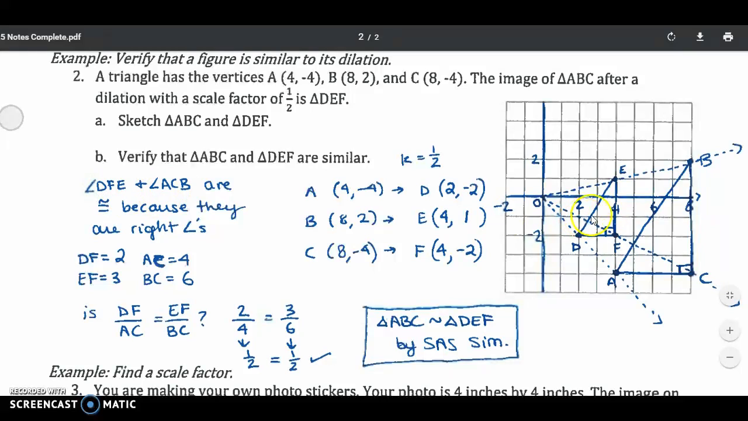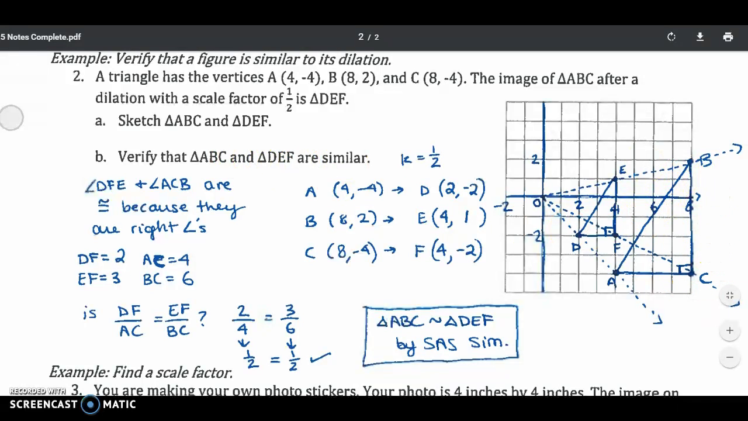Now, angles DFE and ACB are both right angles. We can see that with the points that we plot here. These are horizontal lines, those are vertical lines, and those intersect to form perpendicular angles. Now, because they're right angles, they're congruent. Then we just count to find the measures of those sides. So this one is 2, this one is 1, 2, 3, this one's 1, 2, 3, 4, and that one's 1, 2, 3, 4, 5, 6.